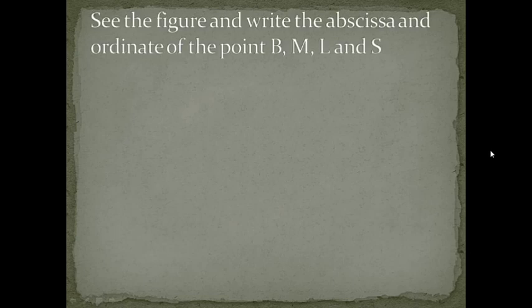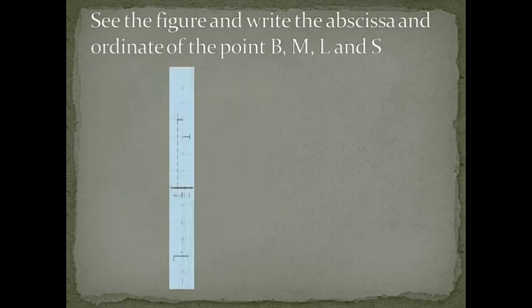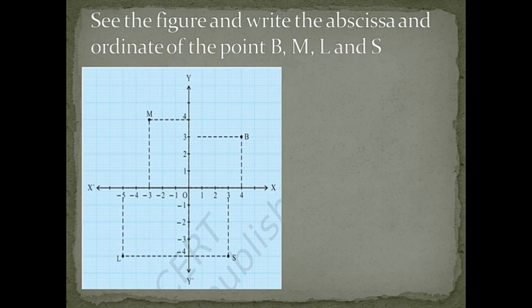Then next, now see the figure and write the abscissa and ordinates of the points B, M, L and S. So one figure is given, and it is on graph paper, as you all know, and this Cartesian plane we have to do on graph paper only. So here a figure is given to us and we have to write the abscissa and ordinates of the points B, M, L and S.